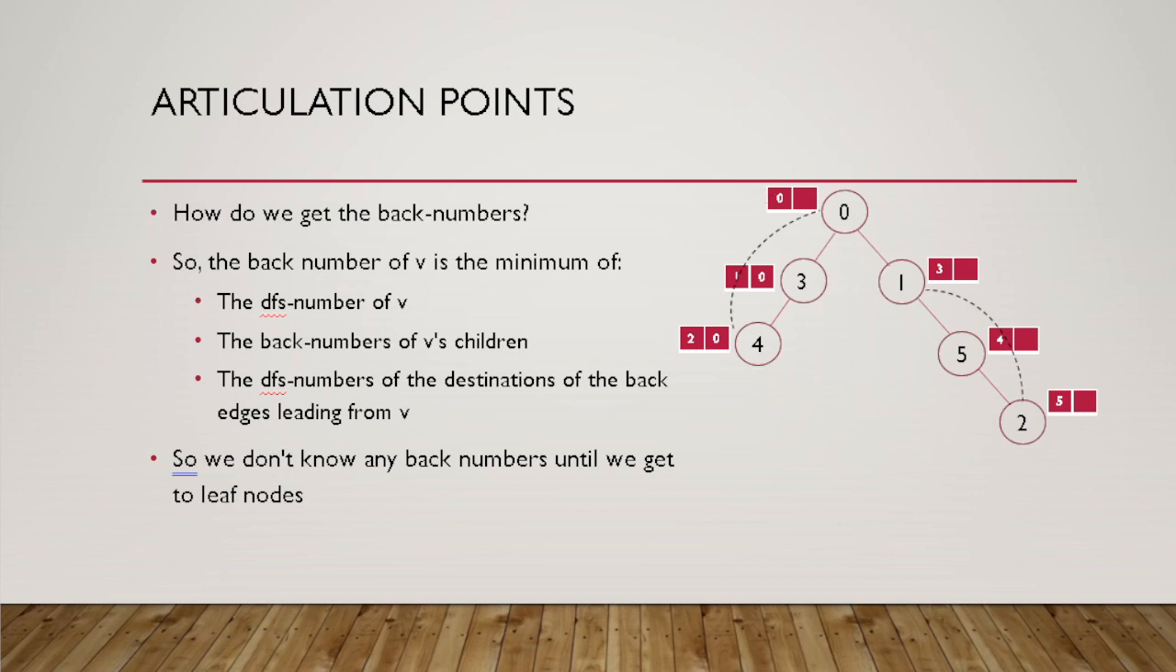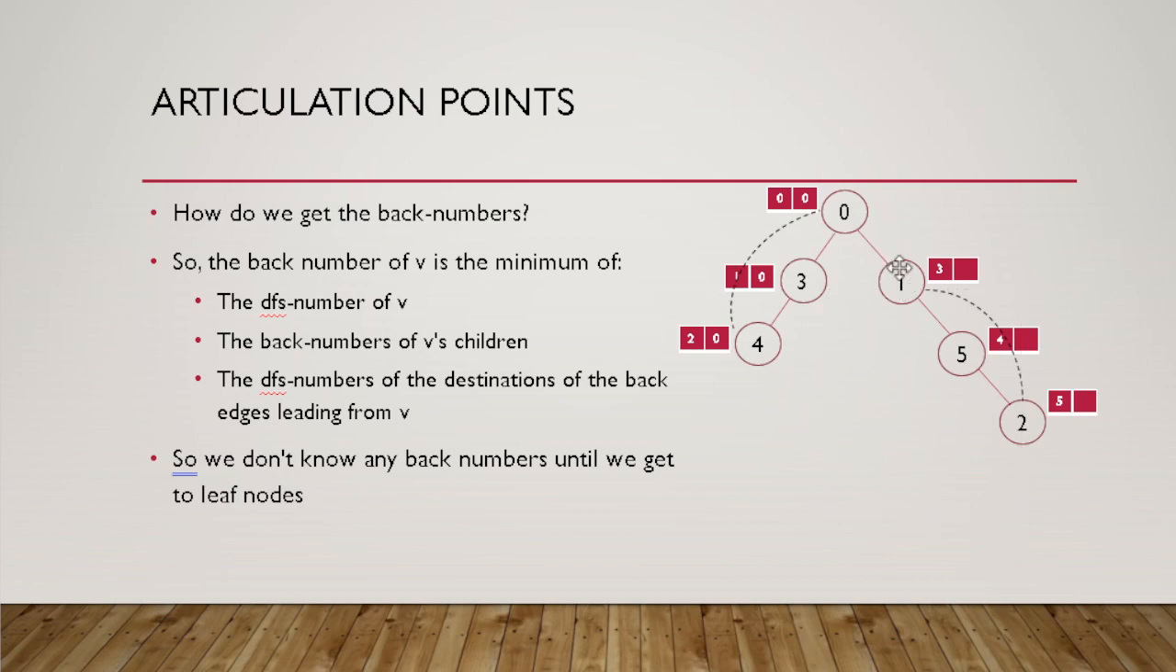Okay. The root has a DFS number of 0. And its back number is the minimum of its own DFS number, the back numbers of its children, and the DFS numbers of destinations of back edges. Now here there's a bit of a shortcut, because this thing's DFS number is 0, and there's no way that number is ever going to be less than 0. We know that the minimum is going to be 0, so we can just fill in a 0. It doesn't even matter. Because the DFS number of V itself is 0, we know the back number is going to be 0 no matter what the other quantities are.